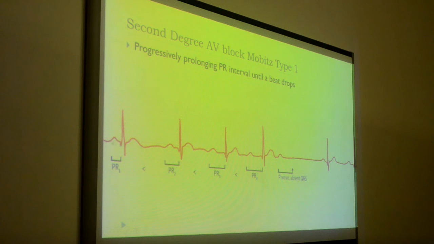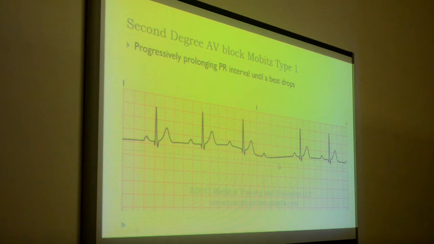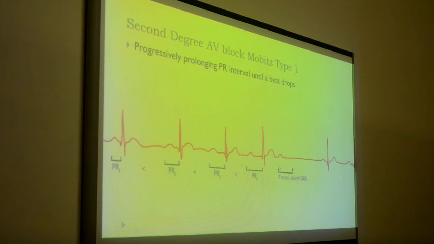Start from here. Look how short the PR interval is here. It's getting longer, it's getting longer, then it drops the beat here. Slowly, slowly getting longer. This is type 1. Type 1 slowly prolongs, then it drops the beat, and then it continues again here. You see, this is small, and then it gets longer and longer until it drops the beat again. What does this mean? This is a second degree AV block, type 1.